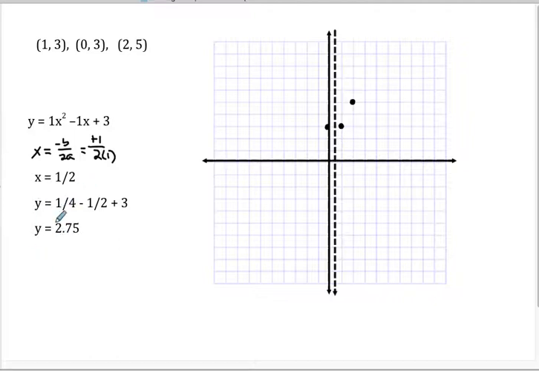And I did that here. So 1/2 squared was 1/4. 1/2 times negative 1 was negative 1/2 plus 3. So 1/4 minus 1/2 is negative 1/4 plus 3 is positive 2.75, or positive 2 3/4, which is right here. Well, maybe a little higher.